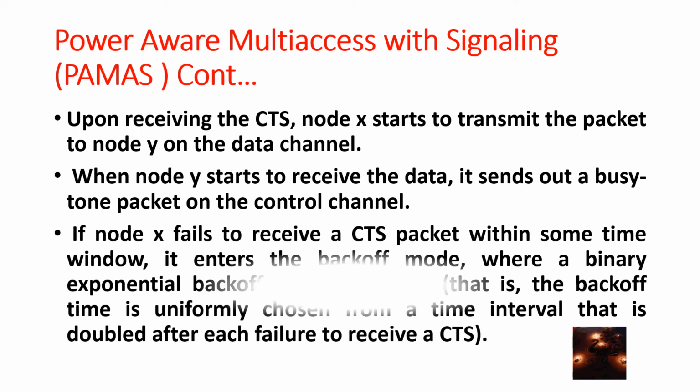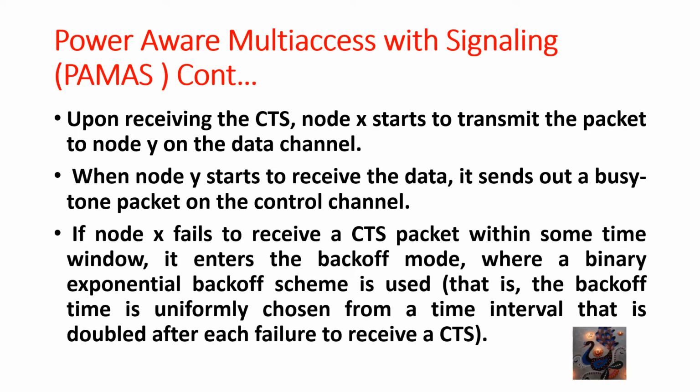If node X fails to receive a CTS packet within some time window, it enters the backoff mode, where a binary exponential backoff scheme is used. That is, the backoff time is uniformly chosen from a time interval that is doubled after each failure to receive a CTS.